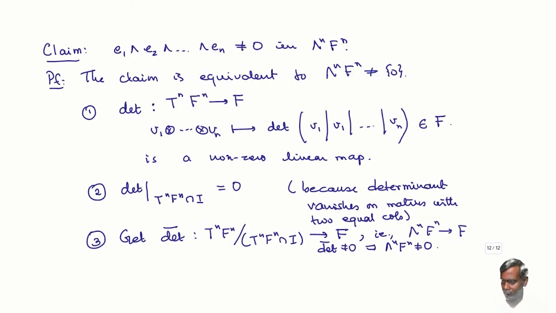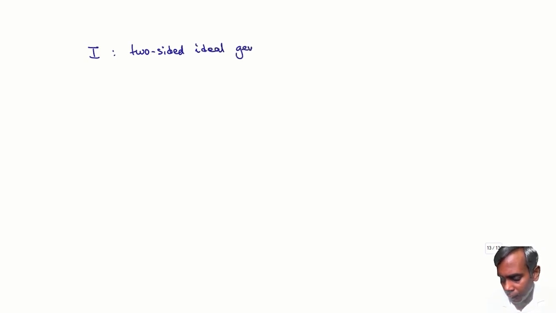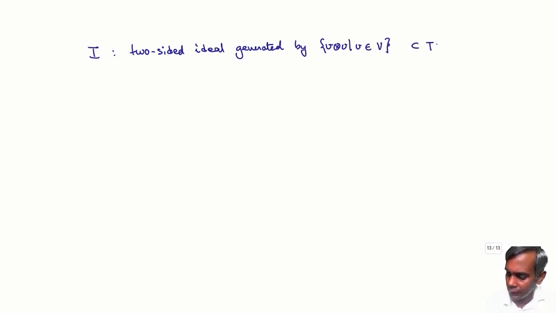Let us take a closer look at the ideal I. So the ideal I is the two-sided ideal generated by v tensor v, v in V. This is a two-sided ideal in TV. And of course, this ideal contains all vectors of the form v tensor v, but it also contains tensors of the form v1 tensor v2 tensor, and then at some place you have a vk tensor vk, and then you have tensor vd minus 1. This would be a tensor in T^d V.